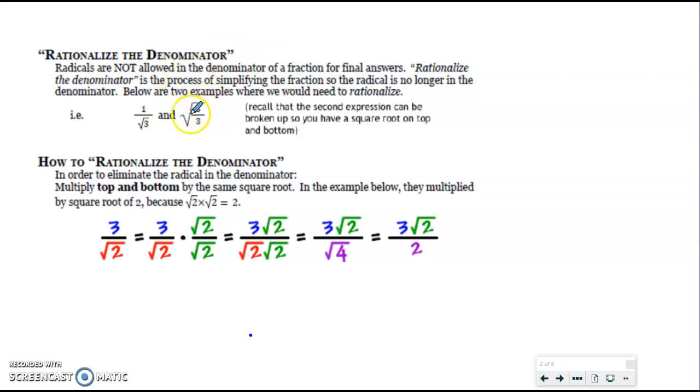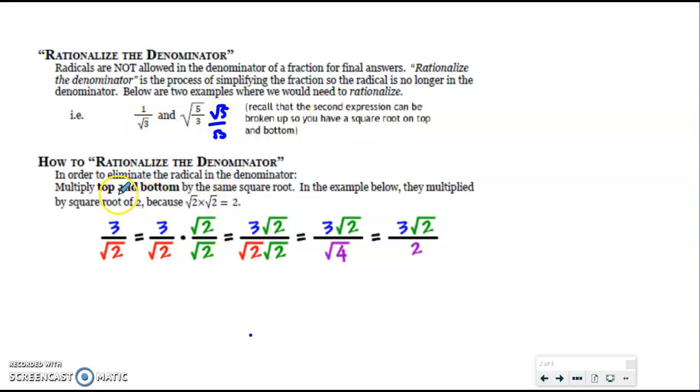So below are two examples. In one, I have 1 over the square root of 3, and then I also have the square root of 5 over 3, which is the same thing as the square root of 5 over the square root of 3. What I have to do is get rid of that square root on the bottom, because it's not proper to have that.